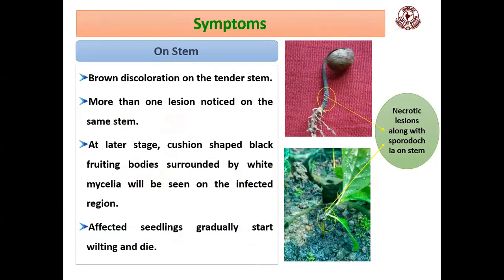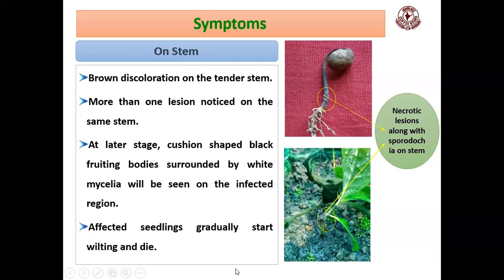And coming to symptoms, on the stem we'll see a brownish discoloration on the tender stem. And with Myrothecium, we can see more than one lesion on a single stem. At the later stage, we can see cushion-shaped black fruiting bodies surrounded by white mycelia. In the first picture, it is marked yellow, and we can see the fruiting bodies with the naked eye.